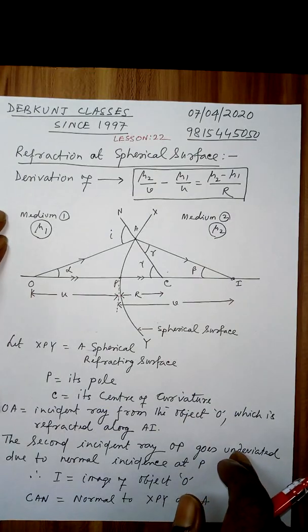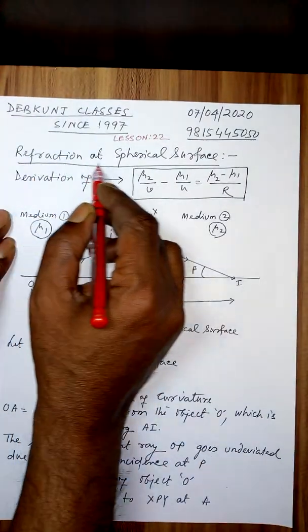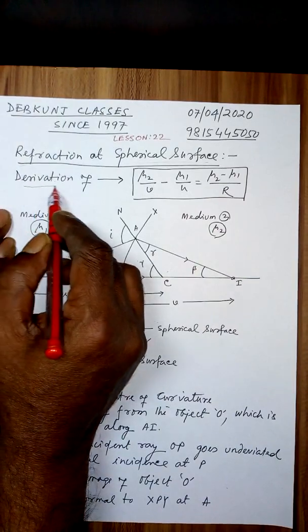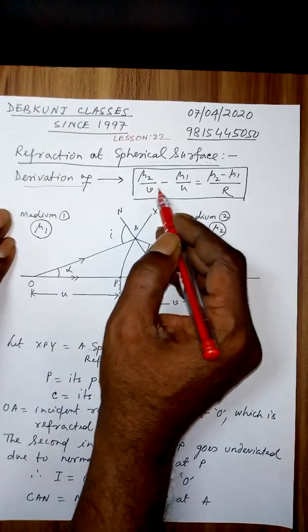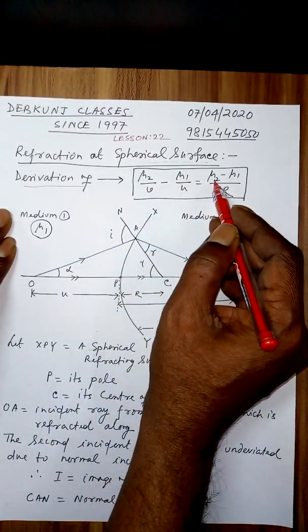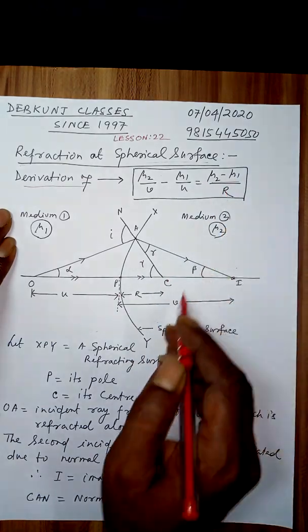Now optics lesson 22. Refraction at spherical surface. Derivation of the formula mu2 by v minus mu1 by u is equal to mu2 minus mu1 over r.